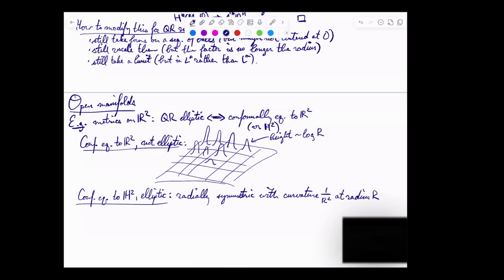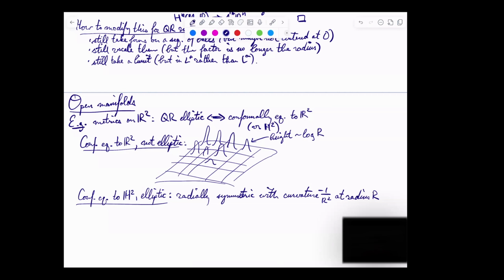So somehow, sorry, I wrote down 1 over r squared. I probably meant minus 1 over r squared. So somehow it's negative enough to make this thing hyperbolic, but the stuff grows slowly enough to make it elliptic. Okay, that's really confusing terminology.